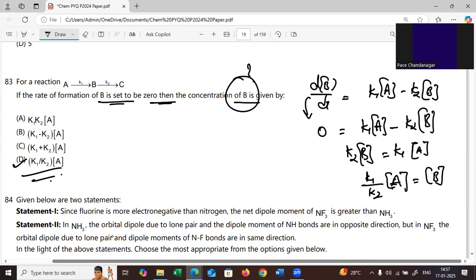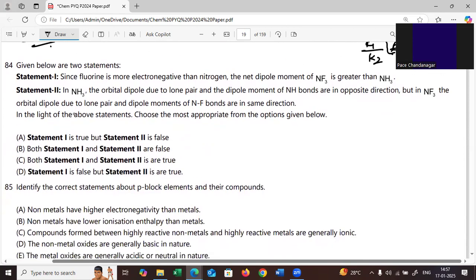Because it has been told to us the rate of formation of B is set to be 0. A to B and then B to C, right? Or else just first write down what K1 is: concentration of B by concentration of A, and also the rate depending on the first thing, the rate depending on the second thing. So you just subtract those two equations to solve them. That's it. Right? Next, moving on, 84.